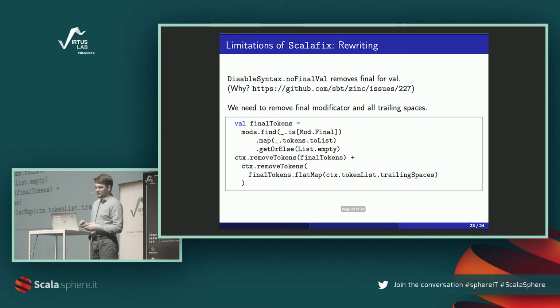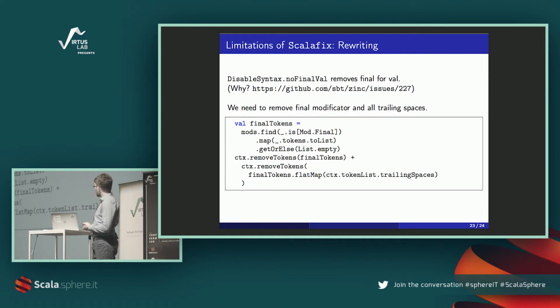Okay, and limitation of rewriting. There is a rule called no final val in the disable syntax that removes final from the final val. Why does it do so? Well, you can go to that link, and it says that the incremental compiler now has some issues with final vals and doesn't work properly in such situations. So we need to remove the final modifier, and first of all we should find it.